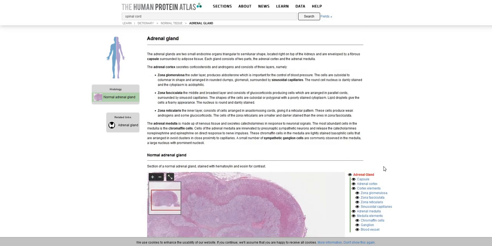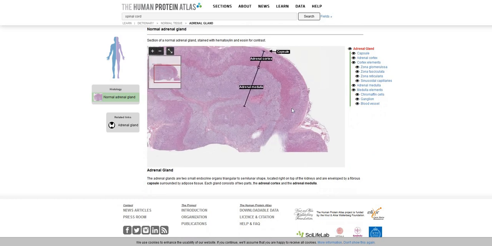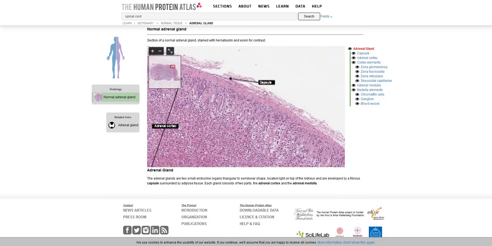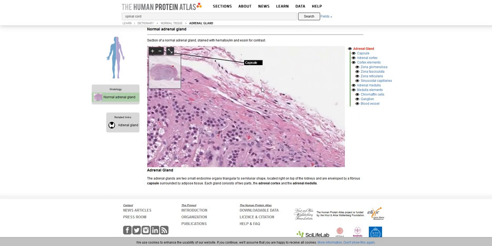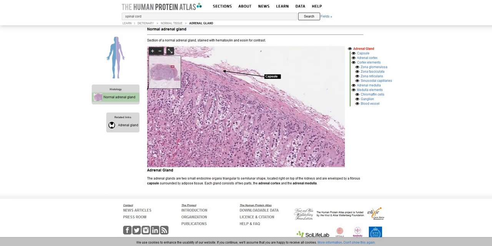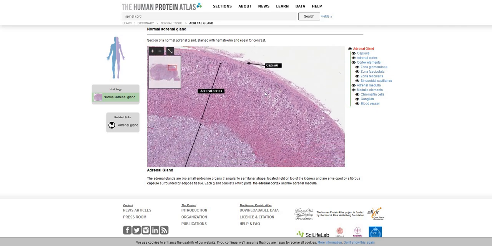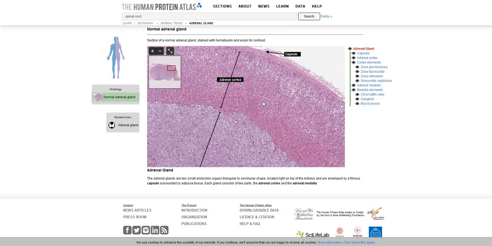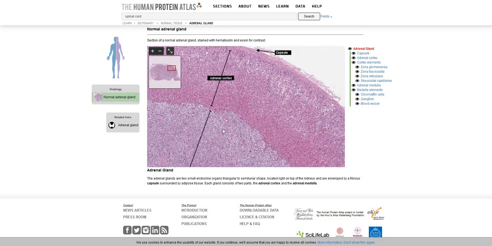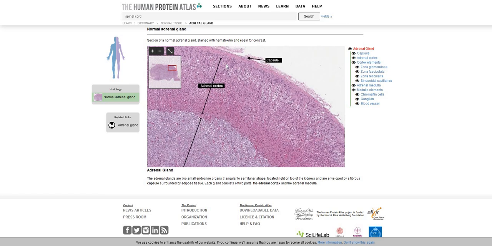Additionally, when you're looking at a slide, you may also see this fibrous capsule here. This is a little capsule of connective tissue, most likely dense irregular, but we're not too concerned about that for today. And that's just a fibrous outer coating to help protect these inner layers. So we have cortex and medulla. Now the cortex is where things get really interesting.